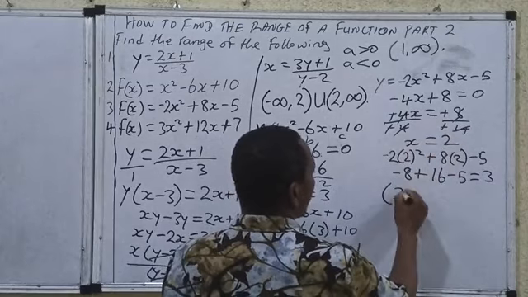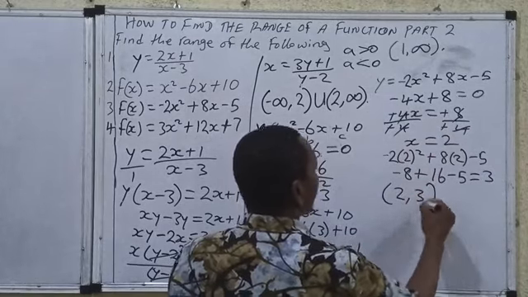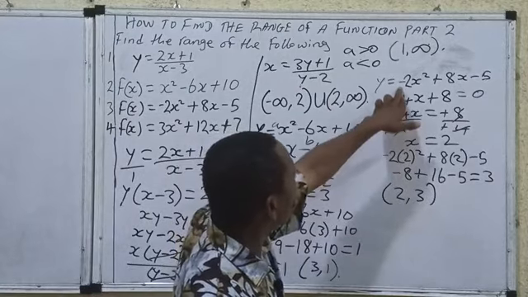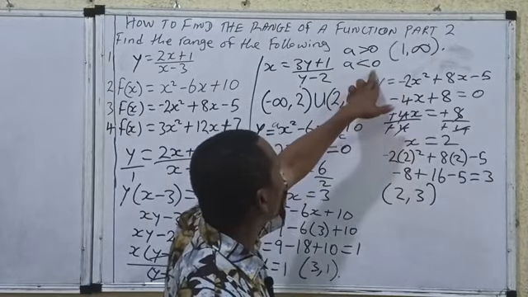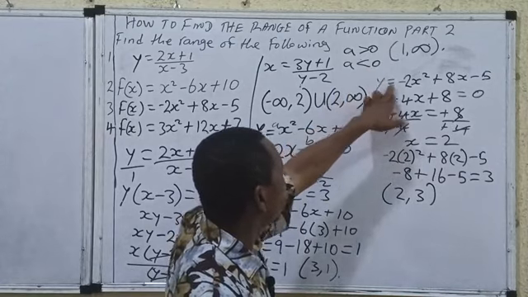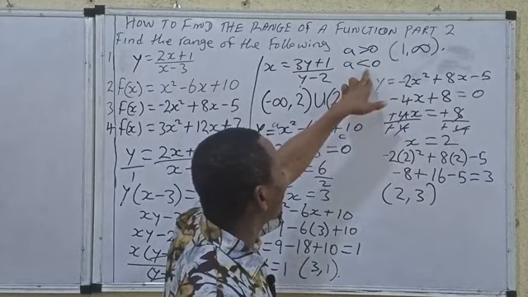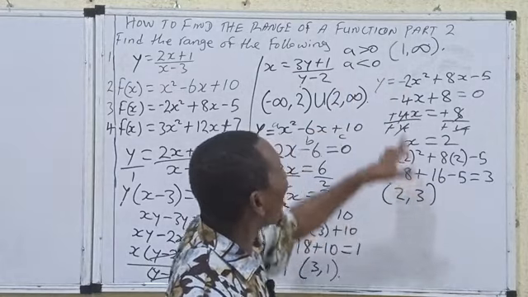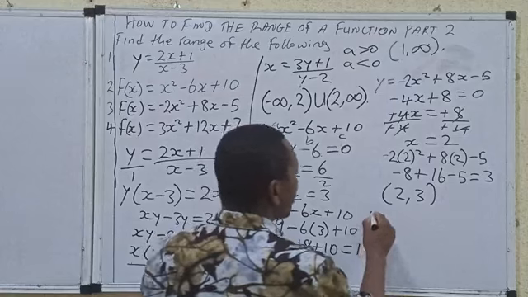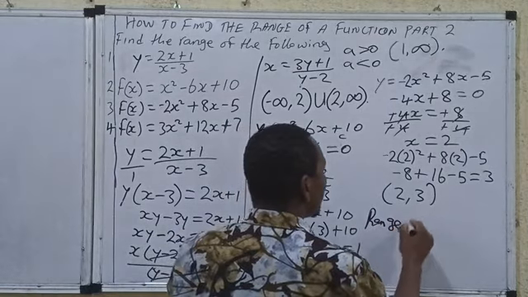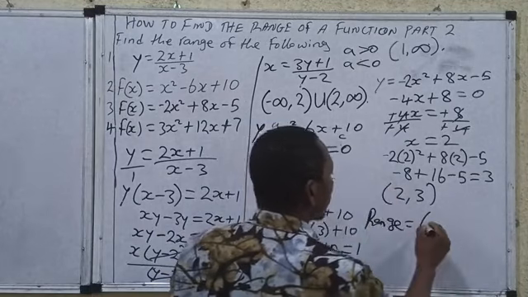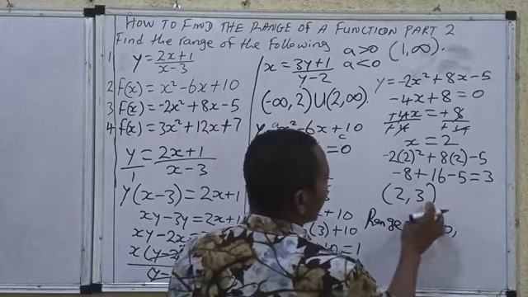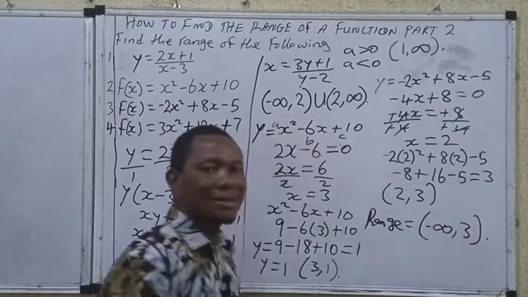So you realize that the vertex is, for x, it is 2, and for y, it is 3. And that brings us to the next thing. For the value of a here, a is actually less than 0. Minus 2 is actually less than 0. So it means that this y value, the vertex that we have here, is actually the maximum. So the range is from negative infinity to the maximum. What is the maximum that we have? 3.